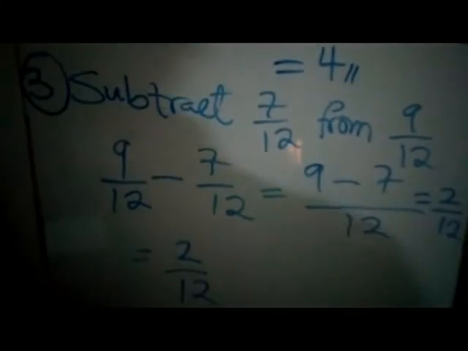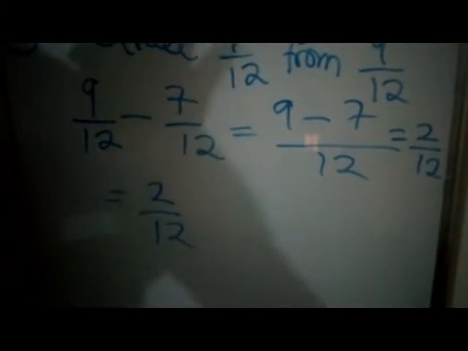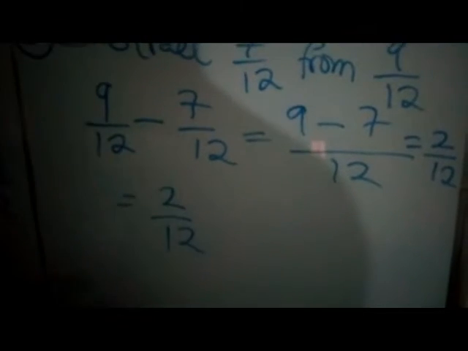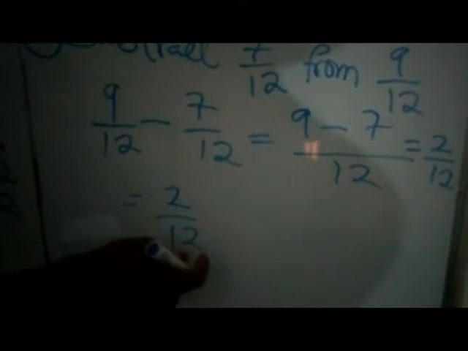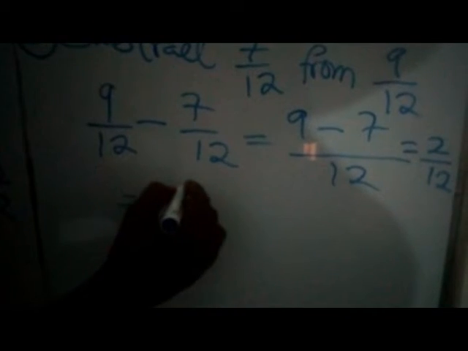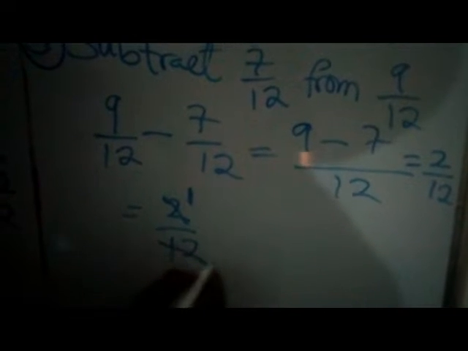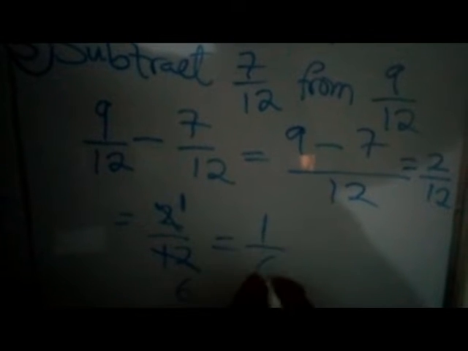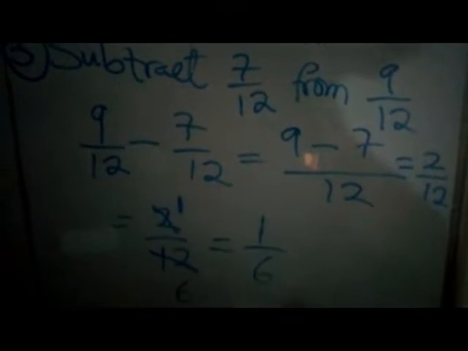2 over 12. Now if you look at this fraction, you discover that it is not in the simplest form. Simplest form means the form in which the fraction can no longer be divided. So this fraction is not in the simplest form. Then you look at the two numbers. Here is 2, here is 12. Definitely 2 can divide 12. Then let us divide. 2 divided by 2 gives us 1. And 12 divided by 2 gives us 6. So our final answer will be 1 over 6 in the simplest form.